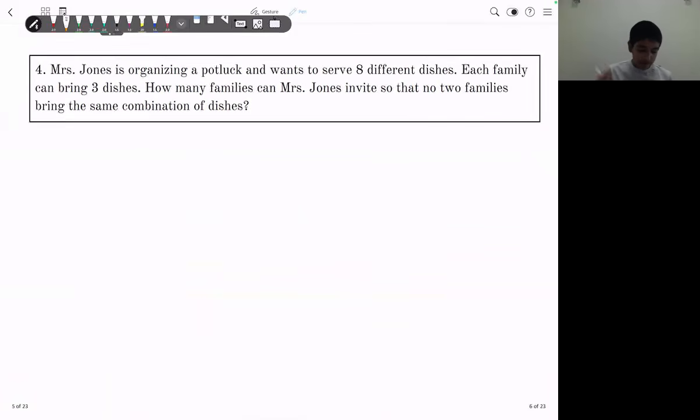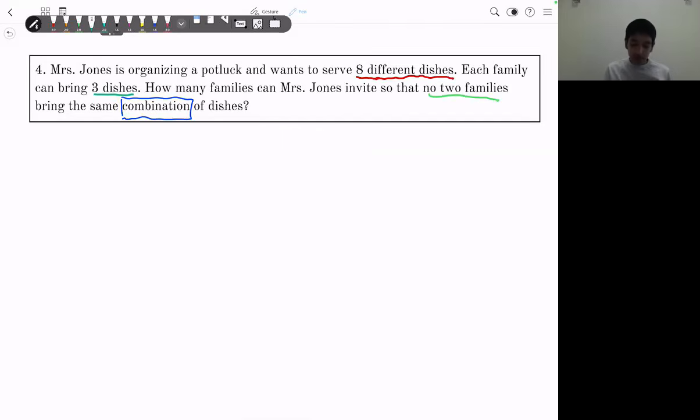Now let's look at this problem. Many people thought that this problem was slightly confusingly worded, so I'll explain this. Mrs. Jones is organizing a potluck and wants to serve 8 different dishes. Each family can bring 3 dishes. How many families can Mrs. Jones invite so that no 2 families bring the same combination of dishes? Be on the lookout for keywords, combination. Remember the choosing, that means we have to use choosing probably, something to do along those lines.